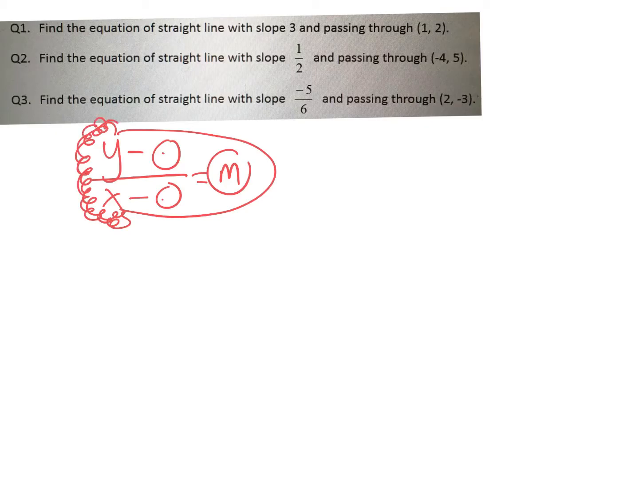We can just substitute the y-coordinate of the point here and the x-coordinate of the point here, and then the slope here. Then the equation can be found. So let's look at this example.